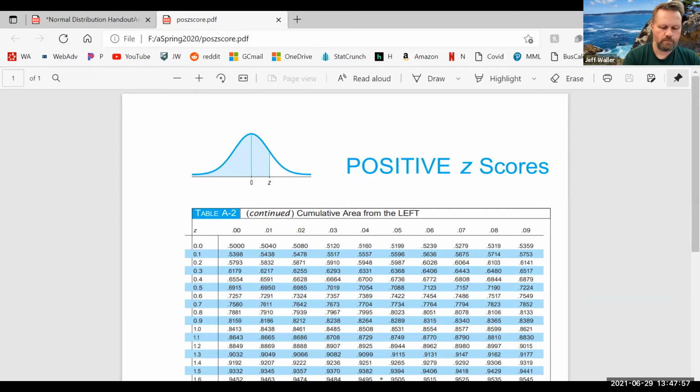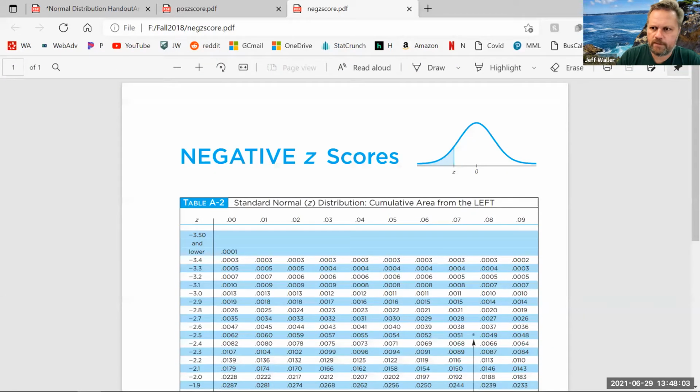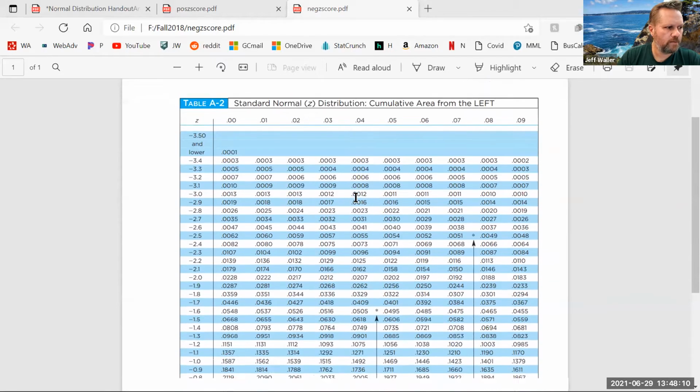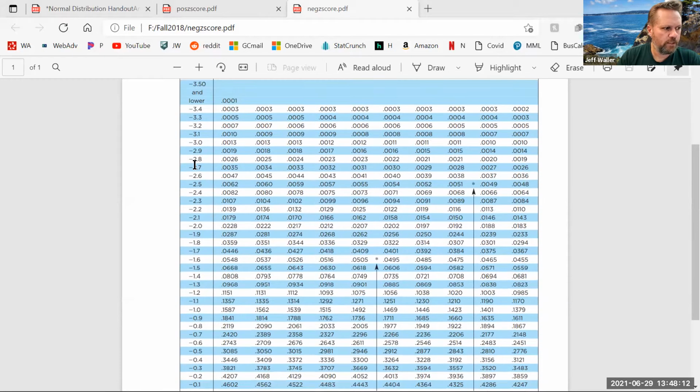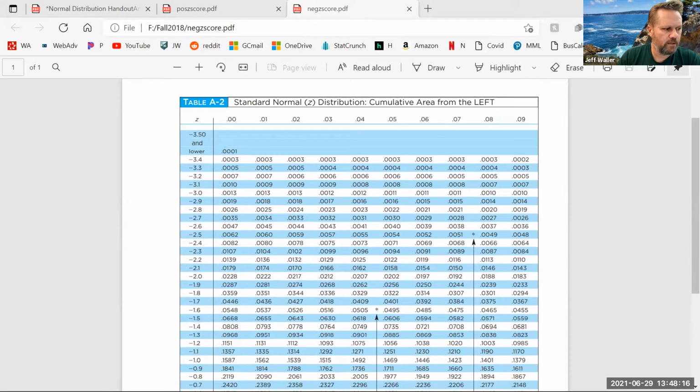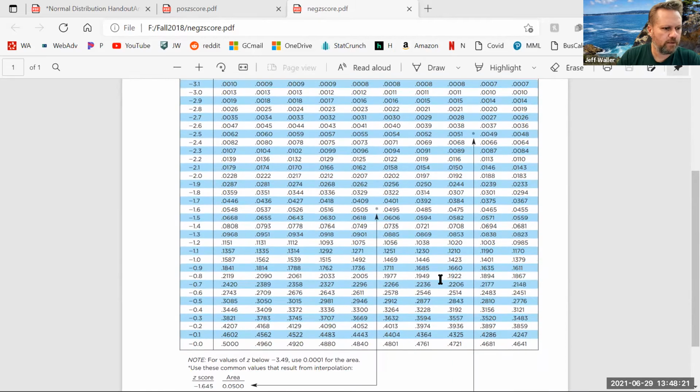It's 0.2236. 2236, is that what you got? Oh, there it is. Weird. All right, so now you see my negative Z scores. So let's see what we get. Negative 0.76. So yes, I agree. 0.2236. Let me know if you have any issues finding that.